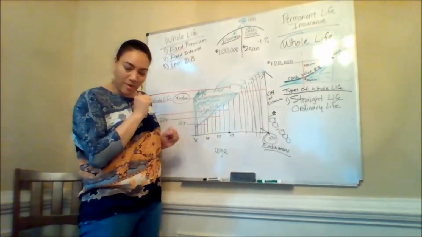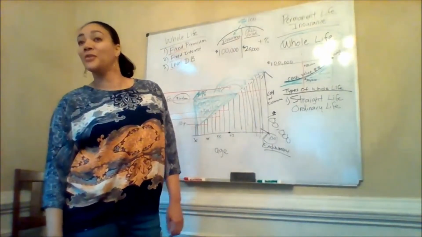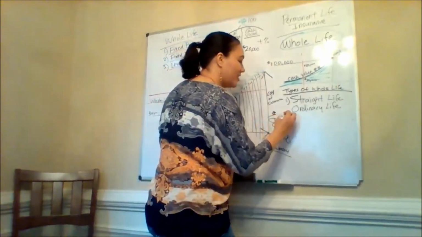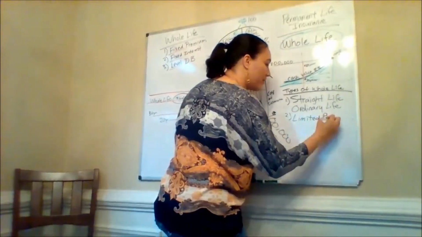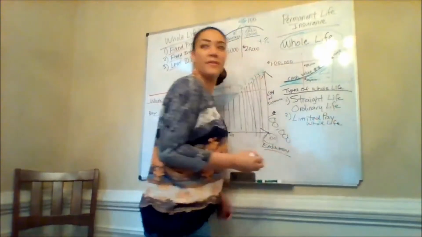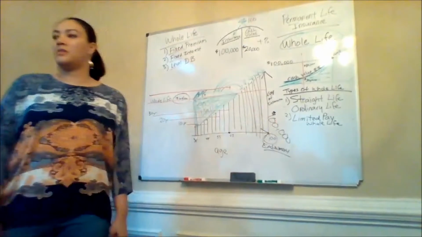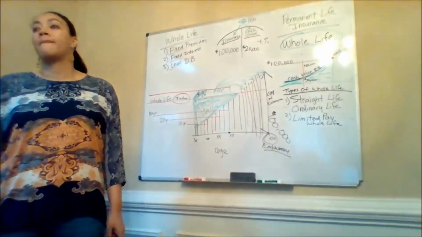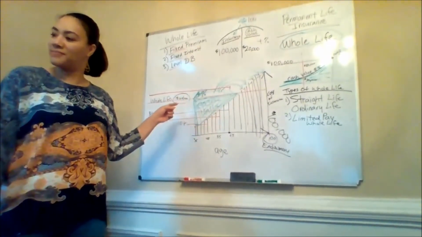So what do they call this kind of policy? I just told you. It's called limited pay whole life. Do you remember saying that? Limited pay whole life. So they call it limited pay to age 65. They have some that say limited pay to age 95. And then they have which one? You just said something. Paid up.